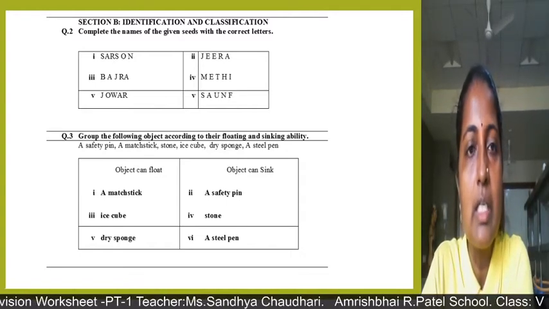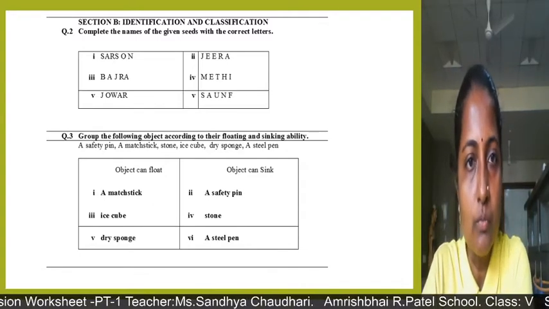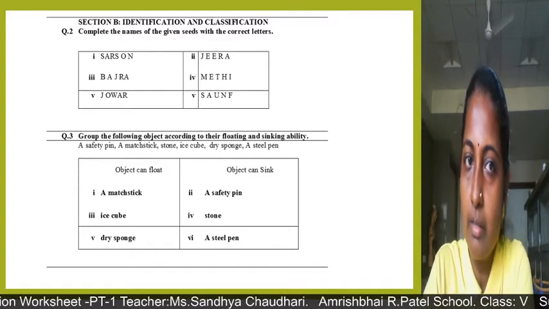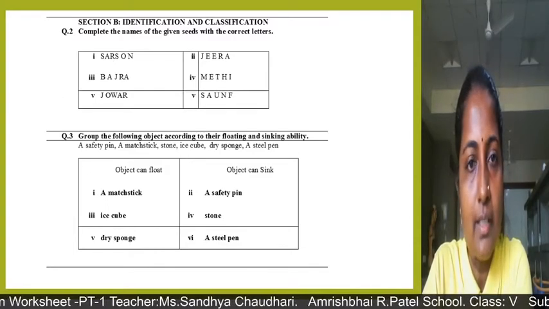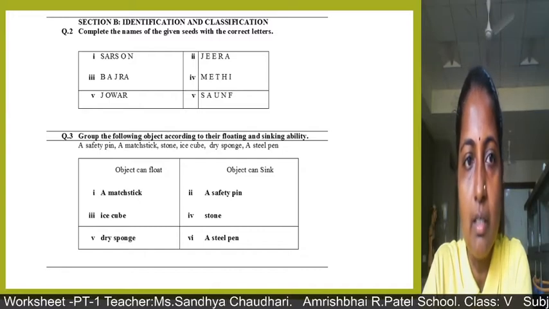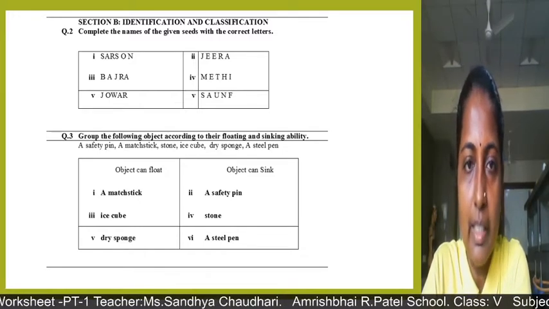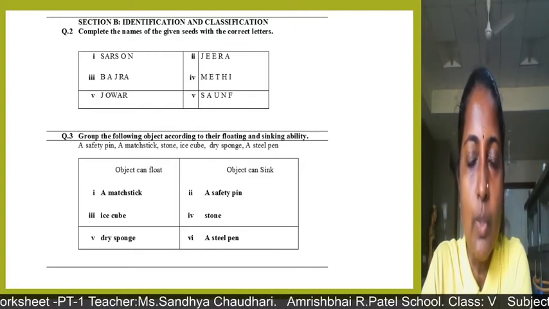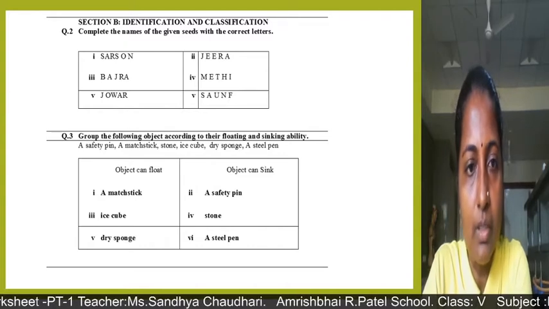So students, you should know the names of all seeds. Sarso, second is jeera, third is bajra, fourth is methi, fifth is jar, and sixth is soap. So these answers are there, and you have to write the correct word over there. Correct word means the alphabet letters for the correct spelling of the seeds.